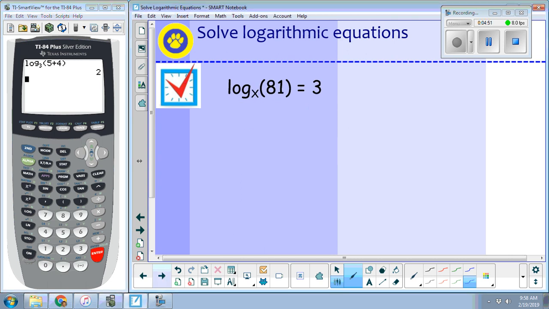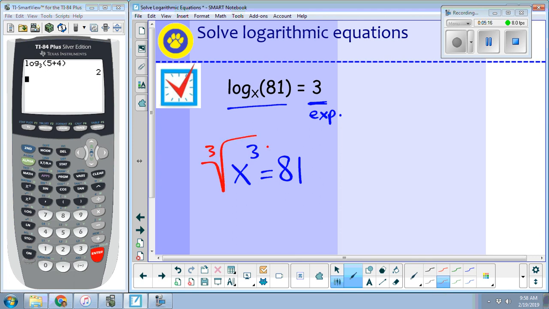Alright, the next one, we have another logarithm that we cannot type in the calculator, so we're going to go to exponent form. Remember that logs help us solve for exponents. All right, the base at the bottom is the x. Logs help us solve for exponents, which is the 3. And that would take us to an 81. At this point, we need to go ahead and take the third root to solve for x.